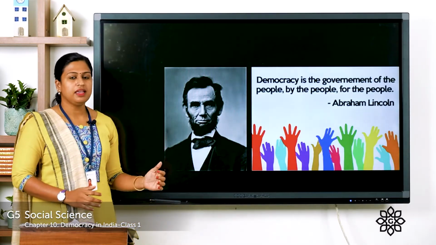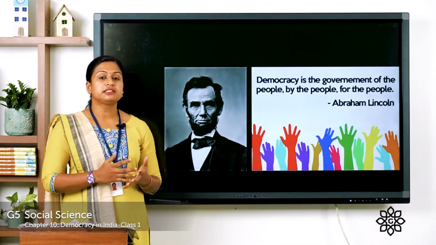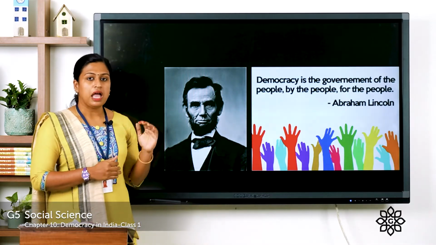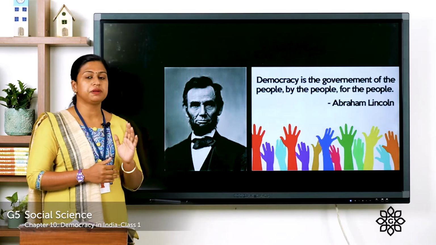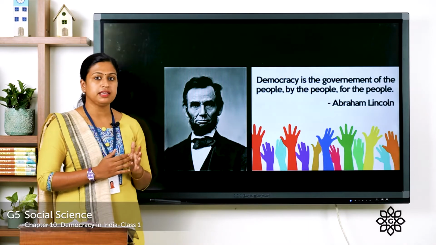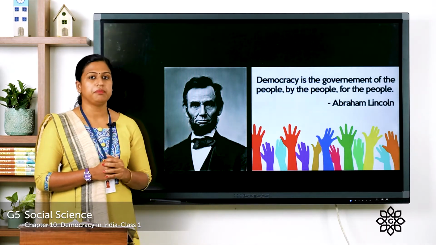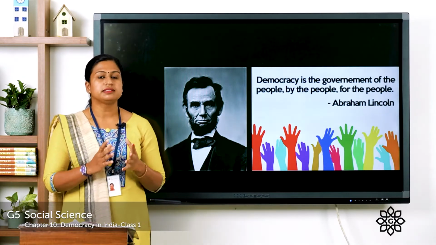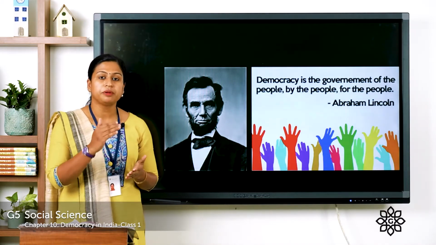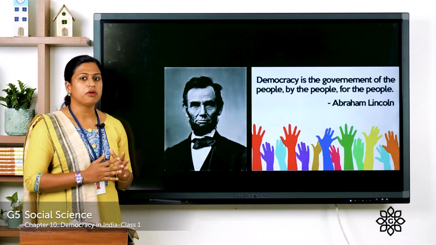Now here you can see the picture of Abraham Lincoln. Now do you know that the United States of America is the largest democracy in the world, and Abraham Lincoln was the 16th president of the United States of America, and he defined democracy as the government of the people, by the people and for the people. That means democracy is the system where the people have the right to elect their own representative who represents them. So this is about democracy.